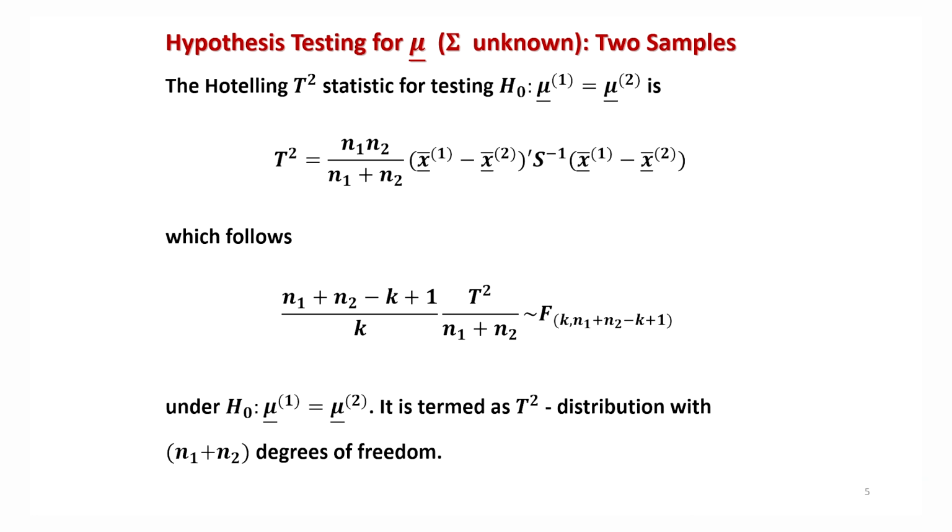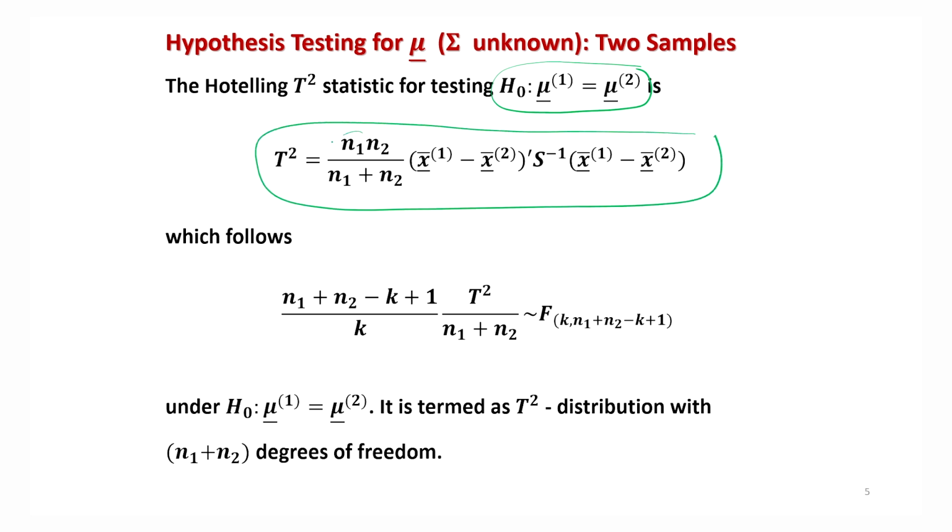Now based on that we try to use the Hotelling t-square statistic, but now the Hotelling t-square statistic has to be defined for H0: mu1 equal to mu2. Well, I'm not going to give you the mathematical details and derivation of this statistic, but the final outcome is that the Hotelling t-square statistic is n1 n2 upon n1 plus n2, and then x bar 1 minus x bar 2 transpose S inverse x bar 1 minus x bar 2.